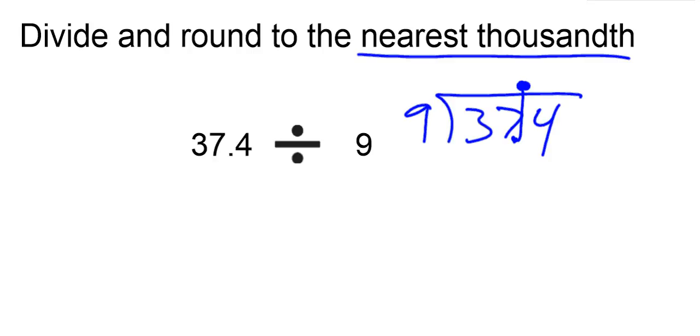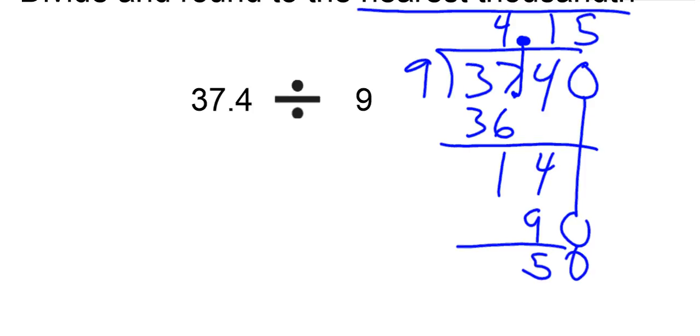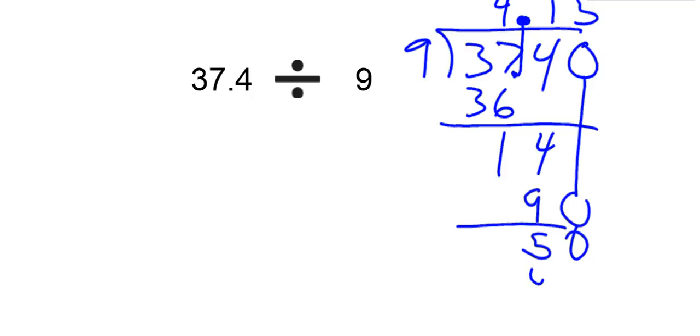9 goes into 37. I'm going to say 4 times. 4 times 9 is 36. I have the 1. 4 goes down, 9 goes into 14 1 time. 1 times 9 is 9. Bring it down, got a 5. Got all these zeros, just bring it down here. 50. 9 goes into 50 5 times. Need a little bit more room. That's going to be a 45. And then we get 5.